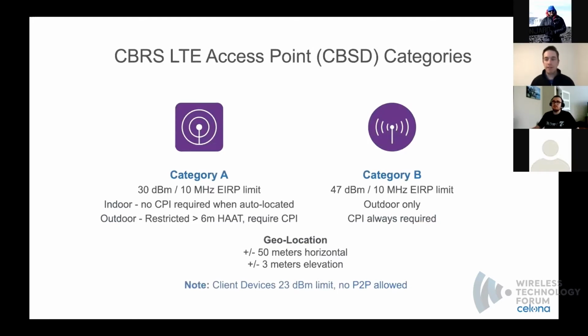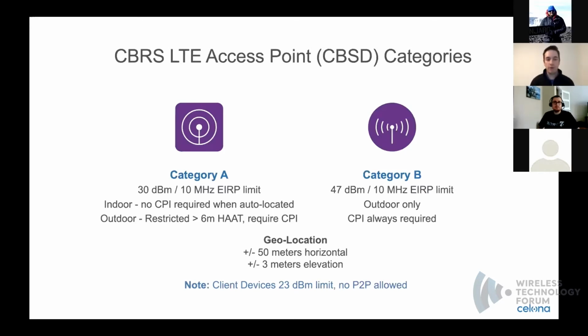When we begin designing a CBRS network, it's important to understand the different access point categories, or CBSD categories, as that will influence how we design these networks and what requirements are in place for SAS registration. Category A are the lower power, typically indoor deployed access points that are limited to 30 dBm EIRP per 10 megahertz of spectrum. If these are deployed indoor, there is no CPI requirement, which is Certified Professional Installer, when these devices are auto-located through GPS.